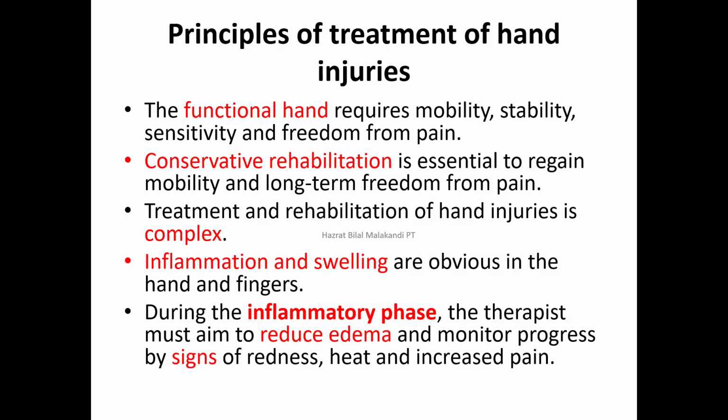Conservative rehabilitation is very crucial and important for regaining this mobility and these pain-free activities. But as we know, the hand is made up of a number of complex structures, which include the various joints, the ligaments, the tendons, and nerves. So that's why the overall treatment and rehabilitation of the hand is a little bit complex.